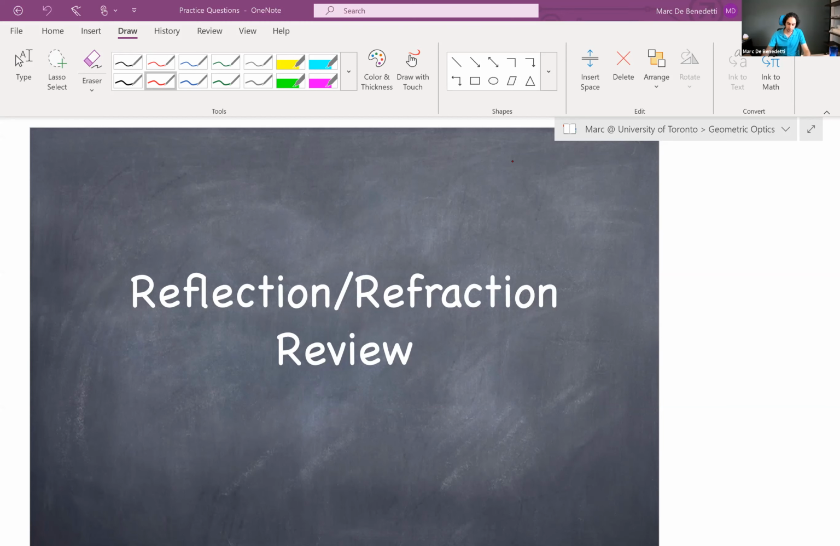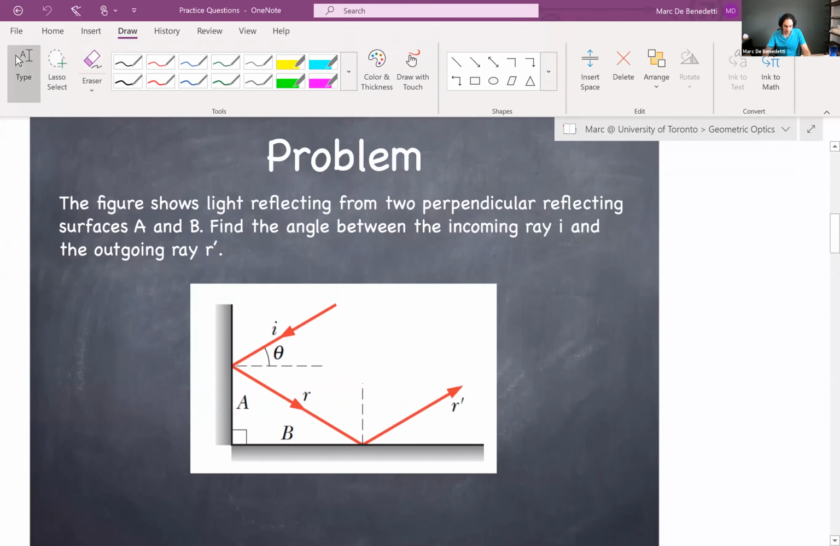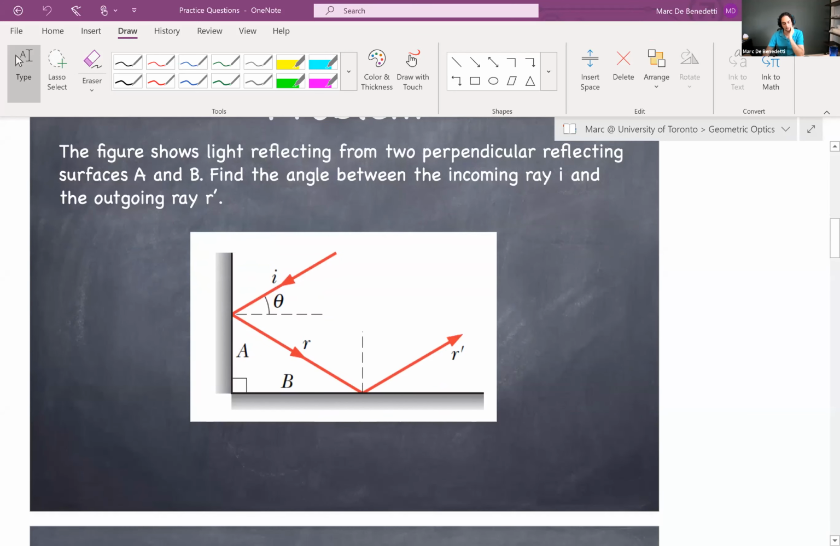So without further ado, let's do some lens practice, or optics practice. They don't have to be lenses. So here, this is just a reflection question. The figure below shows light reflecting from two perpendicular reflecting surfaces A and B. Find the angle between the incoming ray and the outgoing ray, R prime. Well, they're parallel, as you can see. It's at a 90-degree angle.